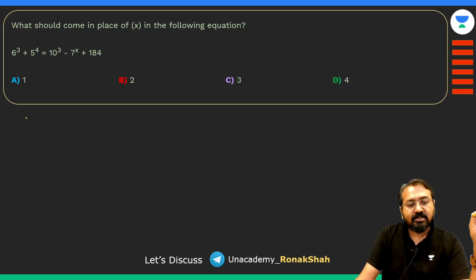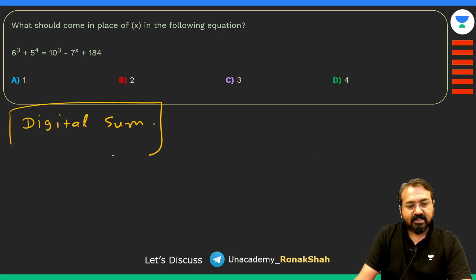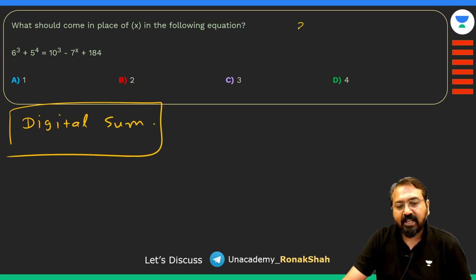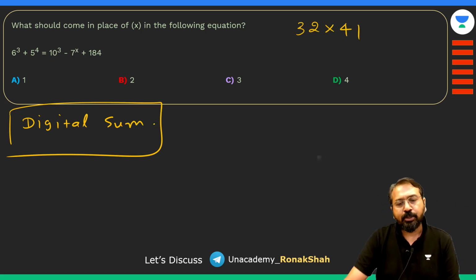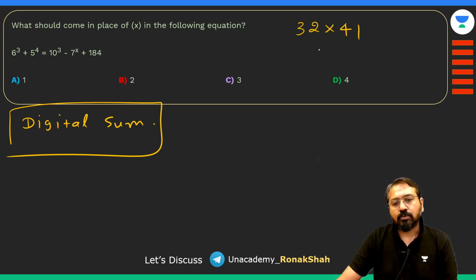The other way is using the concept of digital sum. Now what is digital sum? Let's quickly understand this. Guys, for example, if I take two numbers, say 32 into 41. Now what will be 32 into 41? I'm sure you can easily make out. It will be 1280 plus 1.